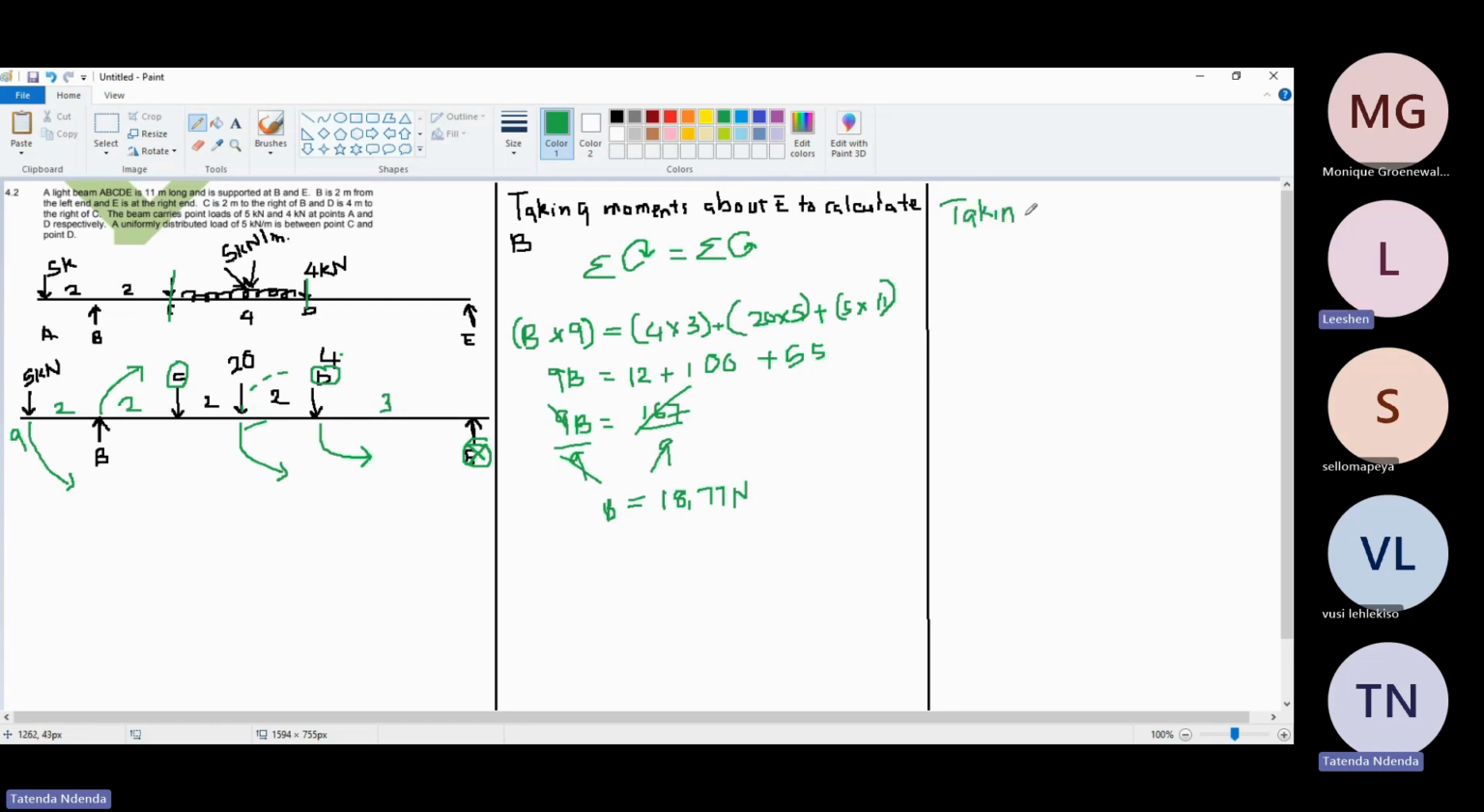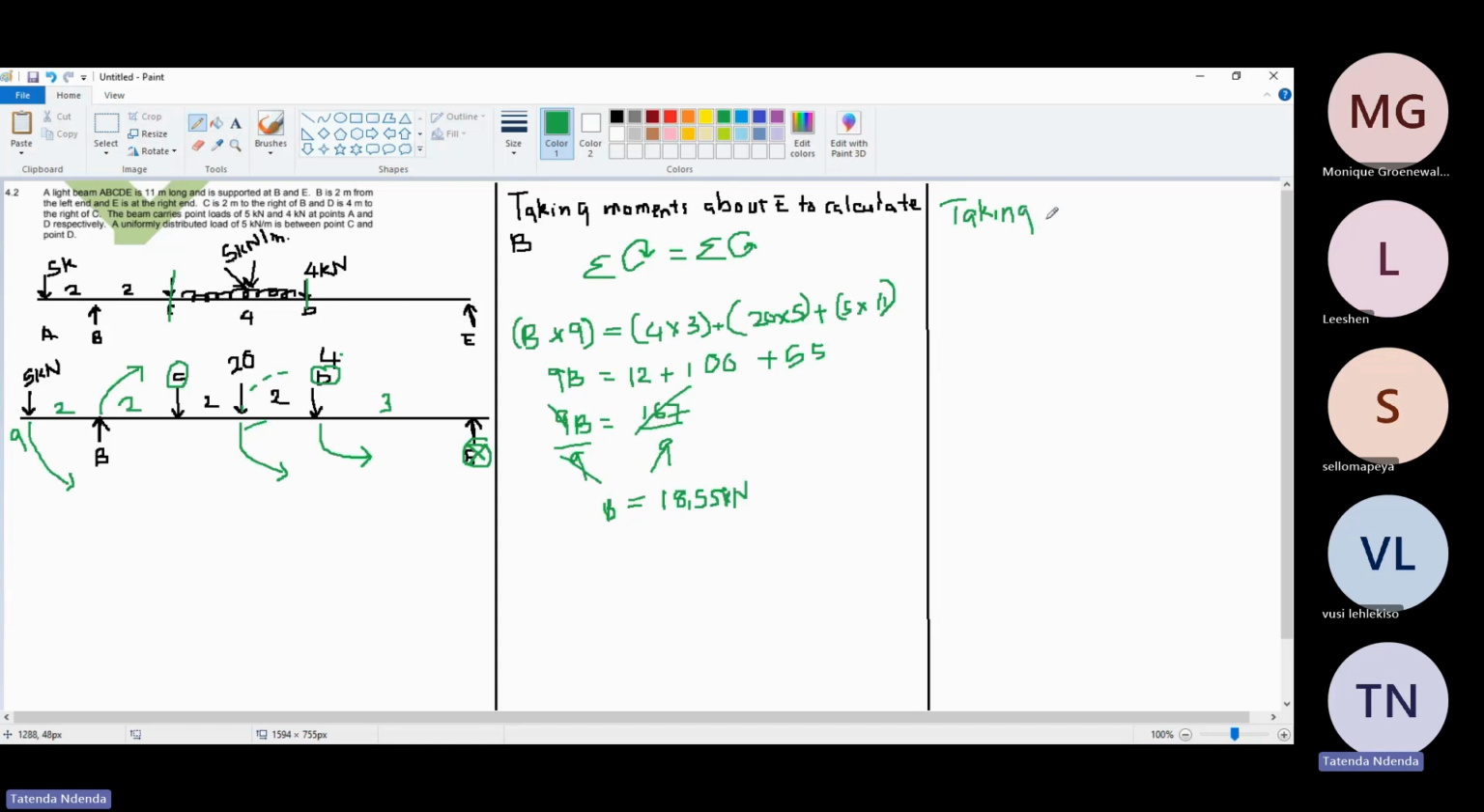It's 167. You said 100 plus 55, then we get 155, and 155 plus 12 gives us 167. Oh yeah, okay, and then the final answer is 18.55, not 18.77. All right, let me cancel this. It's kilonewtons, right? Yes, it's kilonewtons as well. Okay.